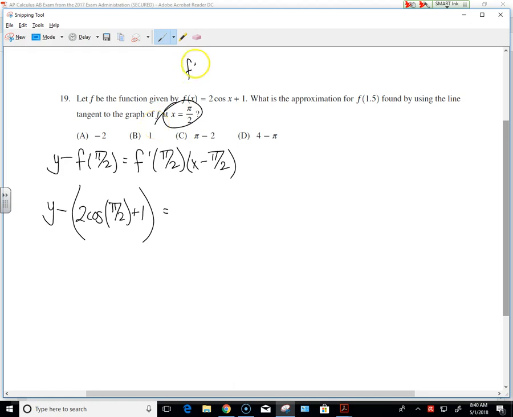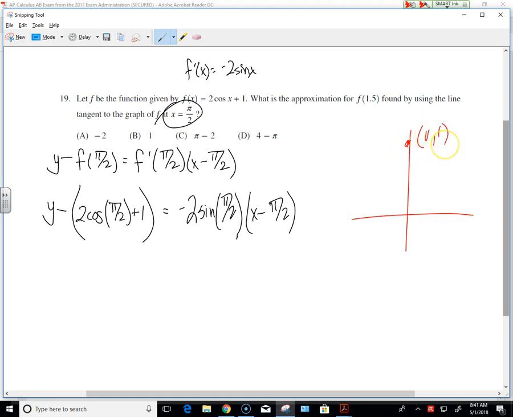F prime, wouldn't that end up being negative 2 sine of x? And negative 2 sine of x? Oh, no, you're okay. Negative 2 sine of x, plugging in pi over 2, that'd be negative 2 sine of pi over 2 times x minus pi over 2. What do you got to remember? Starts with a u and ends with an init circle. There you go. Pi over 2.